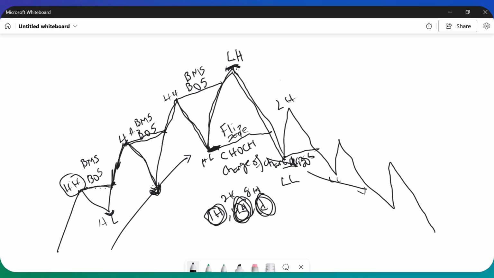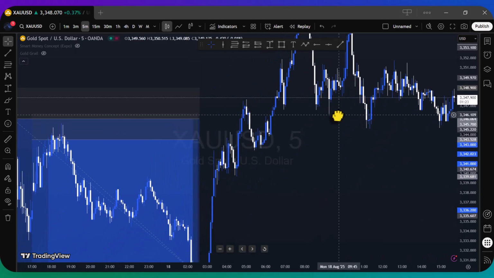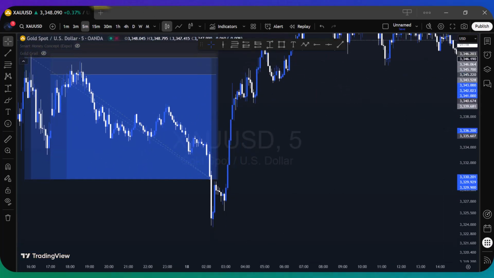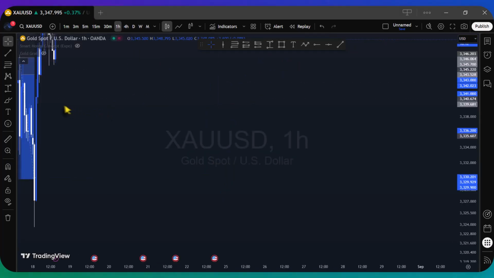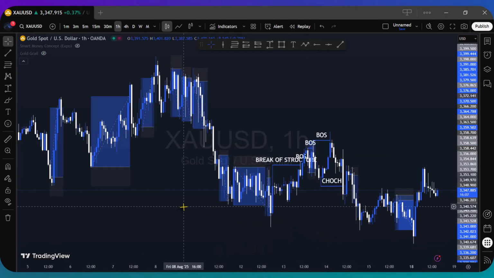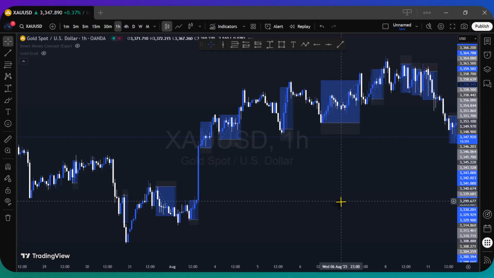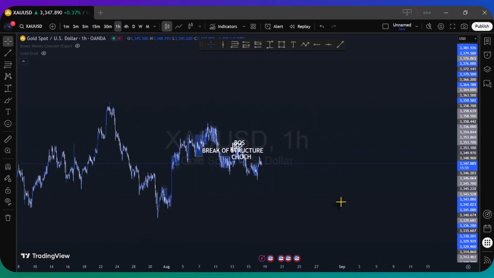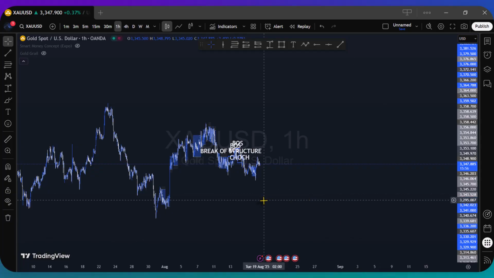So that's that about the bullish and bearish market structure. I hope you understand this now. So let's go to the chart and let's try to analyze markets. Like I said, we are going to use the 1 hour time frame. So as you can see, let me just squeeze this. So as you can see, price is currently in a bearish market structure.